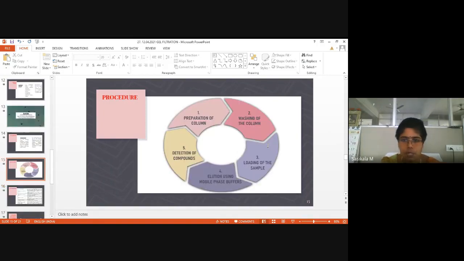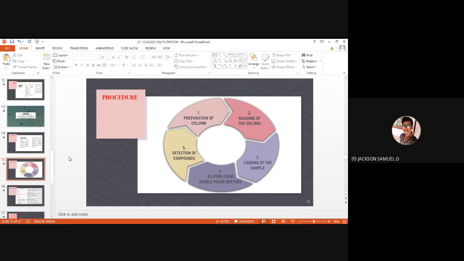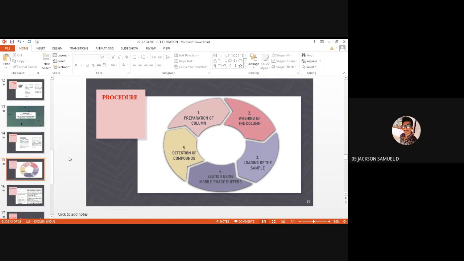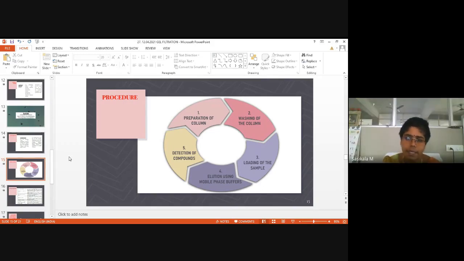Coming to the procedure, firstly we have to prepare the column. Preparation of the column with what stationary phase? What is the stationary phase used for preparation of the column in GPC? Say an example of gel stationary phase. Dextran, agarose, polyacrylamide. By using that stationary phase gel, we have to prepare the column.